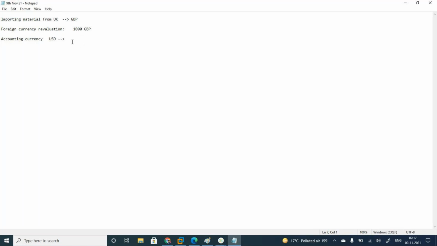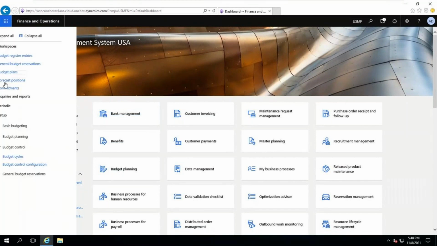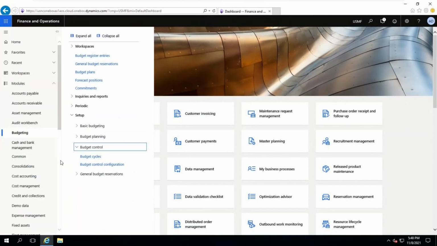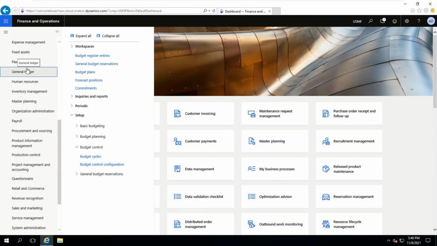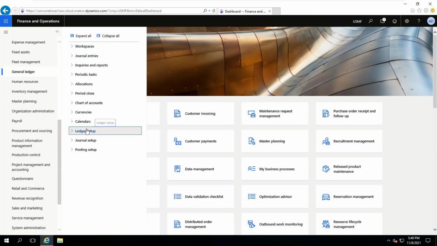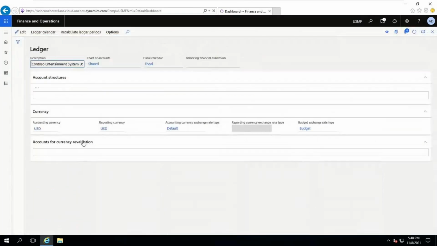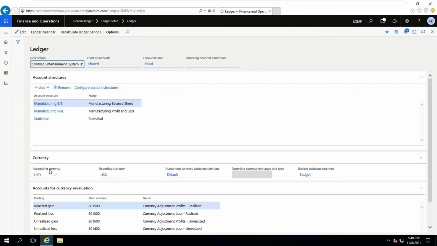Okay, so I'm running my business in USA. My company currency, or my accounting currency, is US dollars. Where can we see that currency? Once again, ledger form, general ledger, collapse all, ledger setup, ledger. In this, our company currency, meaning accounting currency, is US dollars, and the reporting currency is also US dollars.